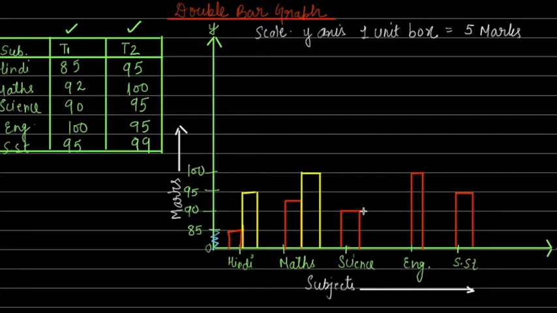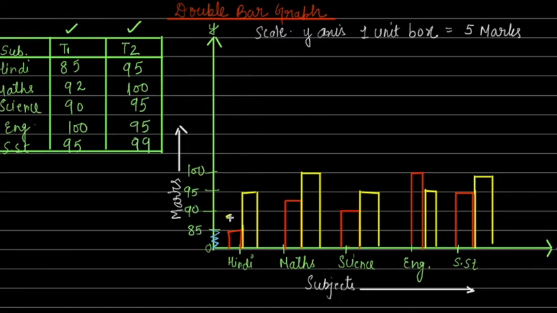Science, it is 95. So it means it is not necessary that every time it is going to show the improvement. It can be lesser marks also. English again it is showing 95. So it has to be that way. Now here you see the marks have decreased. In SST it is 99. So we will go less than 100 somewhere here. So now you have represented the data of term 1 as well as of term 2.